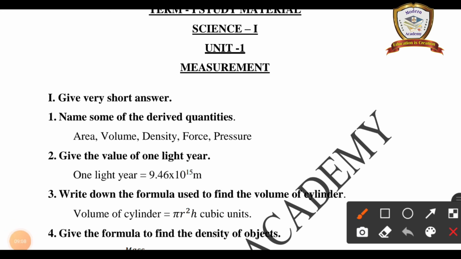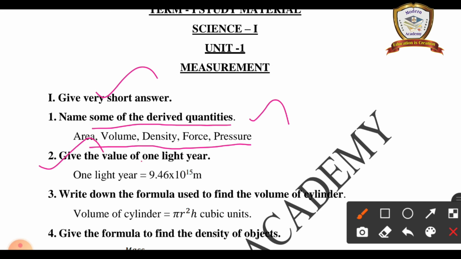Now time for material reading. First one, very short answer. Name some of the derived quantities: area, volume, density, force, pressure. These are the derived quantities. Next, give one value of 1 light year. 1 light year is equal to 9.46 × 10^15 meter.